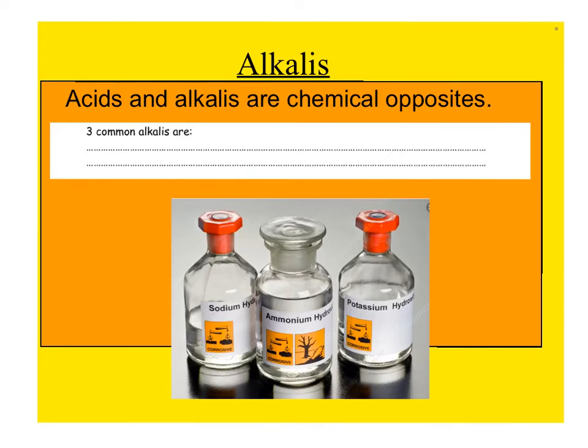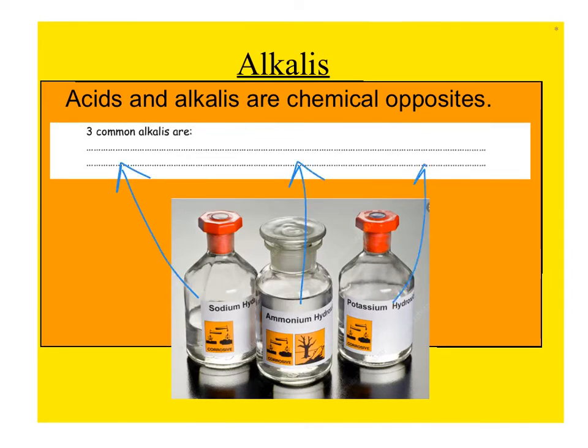Now it's important to remember that acids and alkalis are chemical opposites. We mentioned 3 acids that we would find in the lab last lesson, and today we're going to look at the 3 alkalis. Now I want you to notice the hazard sign on each alkali. They're definitely all corrosive, just as the acids were, and the ammonium hydroxide, in fact, is also hazardous to the environment. Now we're going to write in the 3 names of these alkalis.